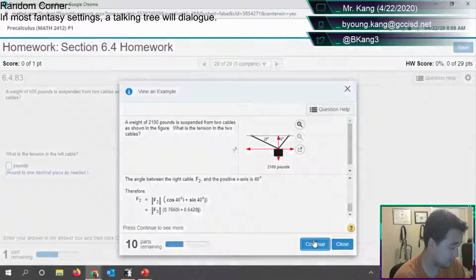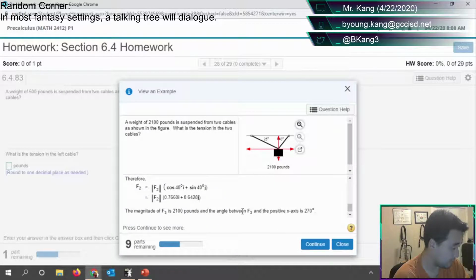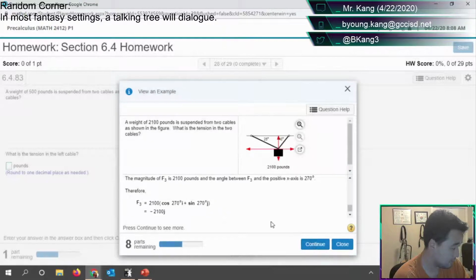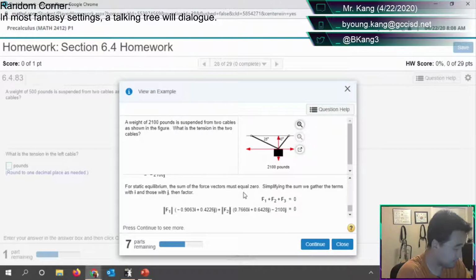Yeah, I mean, exact same thing. And then negative their weight. You know, we had 500 in ours, they're having 2,100 in theirs. So you've got the three different forces. Right, the sum of the three forces equals 0. So that's exactly what we did here.